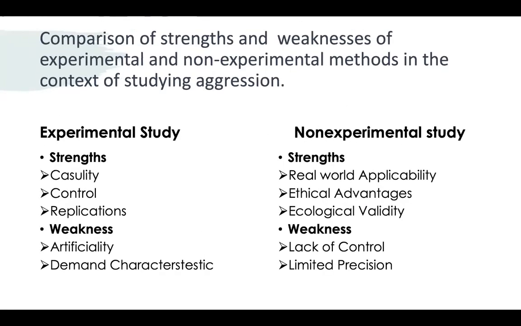So, comparison of strengths and weaknesses of experimental and non-experimental methods in the context of studying aggression. Experimental study strengths: causality, control, and replication. Its weaknesses are artificiality, where in some research methods artificiality will come and the result will not be appropriate, and demand characteristics, where sometimes the participant knows what he is going to do and for what reason he is taking part in the aggression, and so he might not show the proper aggression.